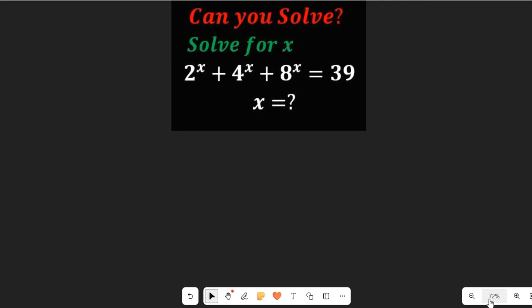Hello, can you look for all the possible solutions of x in this nice math expression? We're given 2 to the power of x plus 4 to the power of x plus 8 to the power of x will be equal to 2039. X will be what? How can we solve this expression?